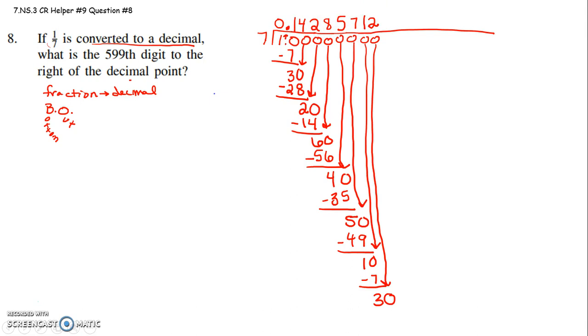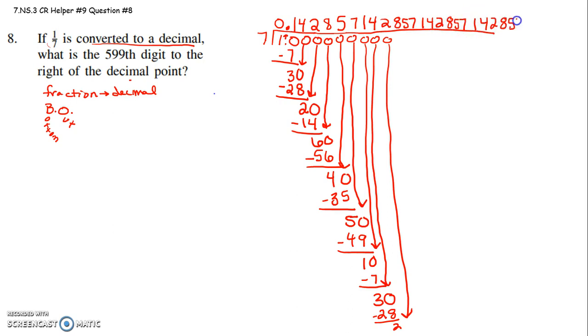Oh, sorry, it doesn't go in twice. How many times does 7 go into 30? It goes in 4 times. And I'm going to get a 1, 4, 2, blah, blah, blah. 4 times 7 is 28. Subtract off 2. Drag down a 0. And we can keep going now. So it's 1, 4, 2, 8, 5, 7, 1, 4, 2, 8, 5, 7, and so on.